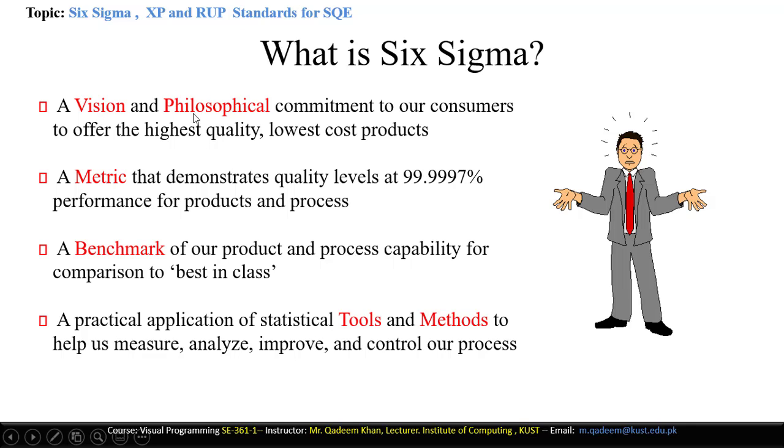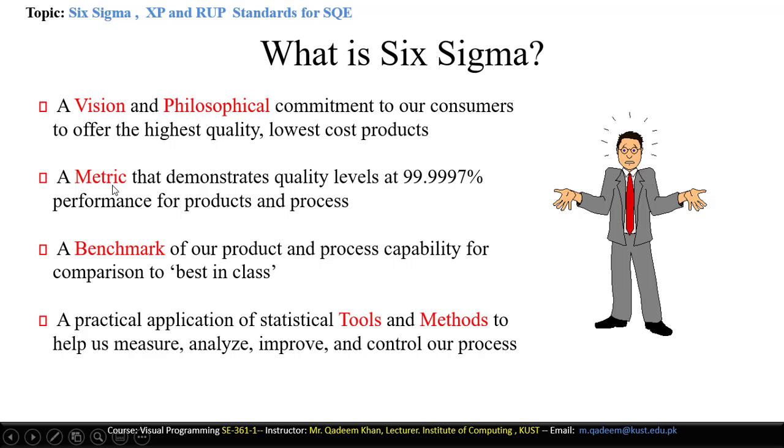The second one is the philosophical. The philosophical is the commitment that is used for a high quality product, and it comes from the people. So philosophical means philosophical thinking about the performance. Here it means getting good quality using the lowest cost. That means we will produce low cost products, but the quality will be very high for the particular product.